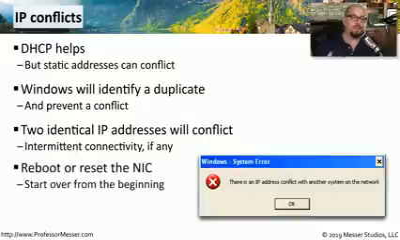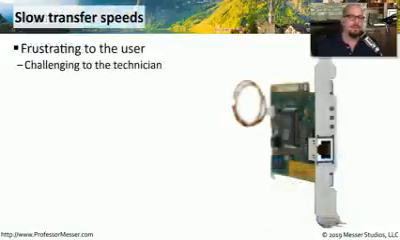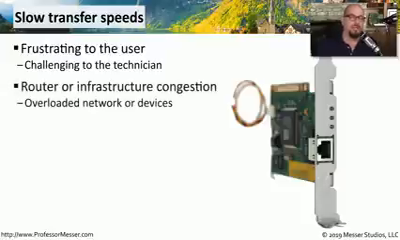Once you identify the two devices that have the IP address conflict and you're able to resolve that, you can reboot or reset the NIC in one of the devices to restart the DHCP process. Another networking problem that can be very difficult to troubleshoot is when the network is slow. This might be because the infrastructure devices themselves are overwhelmed. If you have an older router or an older switch and it's not able to handle the load, then you'll certainly have some slowdowns in performance.